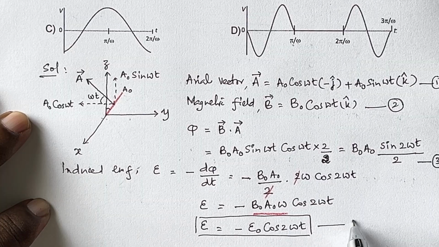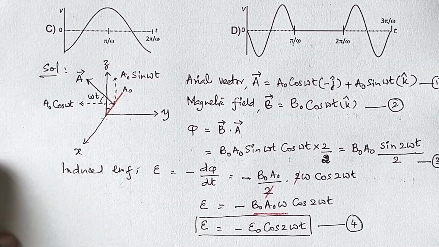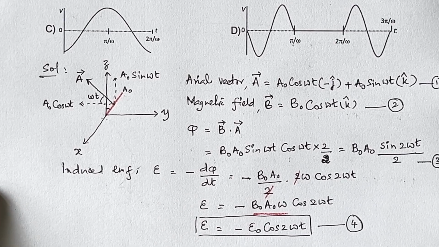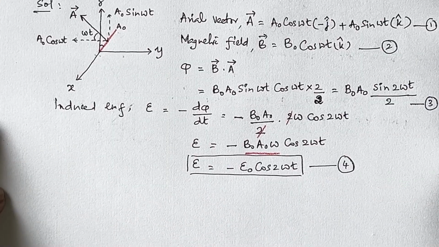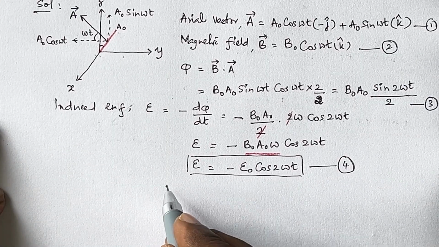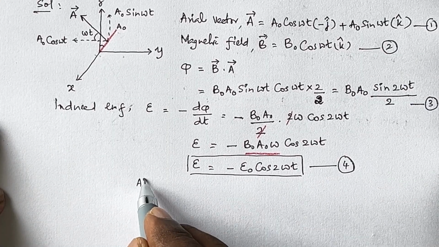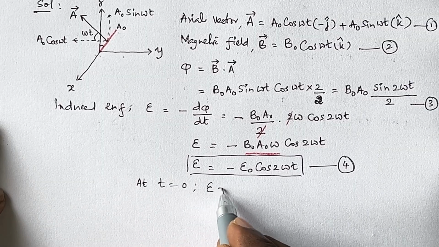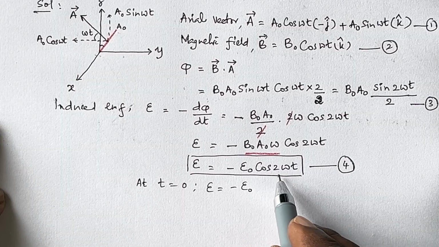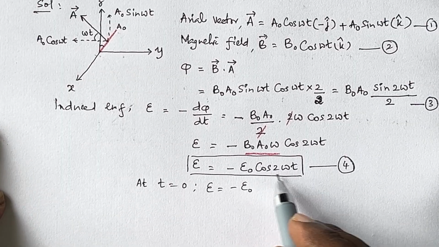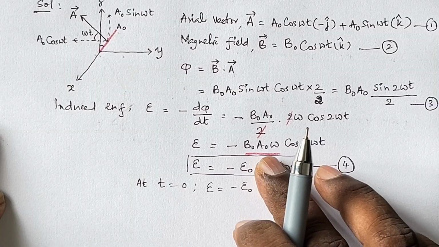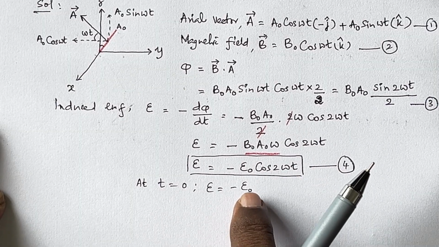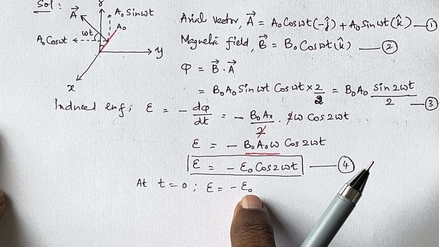Now let us find how the graph of this equation will look. So clearly from this equation, at t is equal to 0, EMF is equal to minus E naught. See, at t is equal to 0, cos 0 is equal to 1, so this total becomes 1 and E is equal to minus E naught. So our graph must start from the negative y-axis.